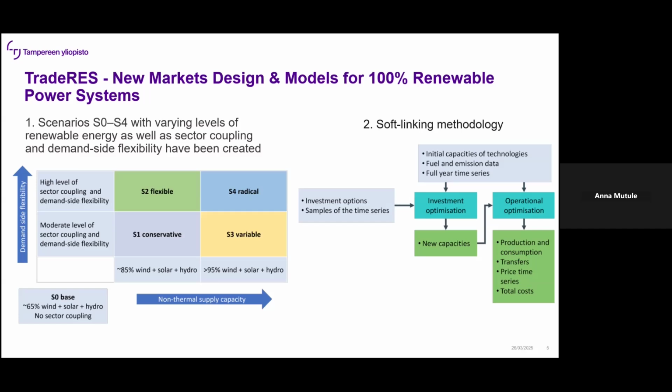As shown on the right side of the slide, the project applied a soft linking methodology where optimal capacity results were passed on to detailed operational simulations of the electricity market. This two step process ensured that investment decisions were not only cost effective, but also operationally feasible under different market conditions and flexibility assumptions.